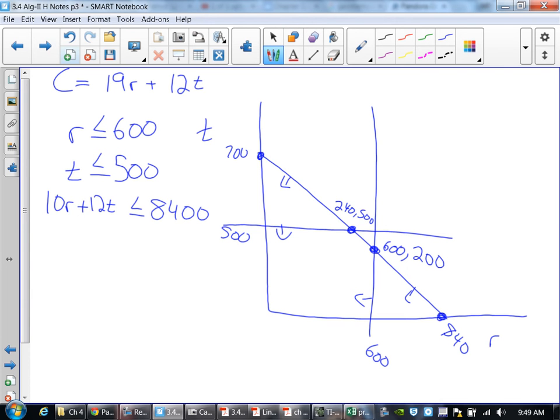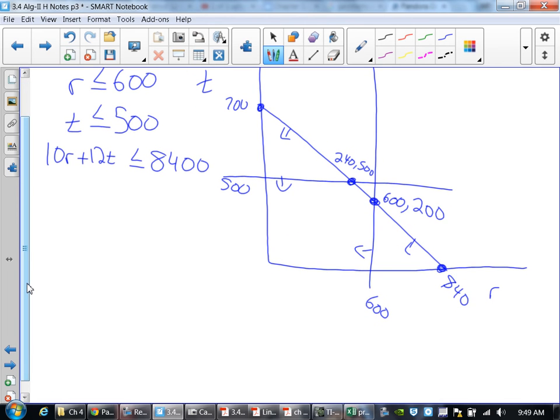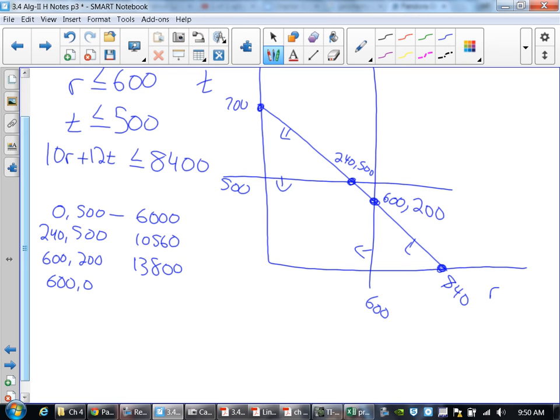Do I have all my ordered pairs I need to worry about? We have 0, 500; 240, 500; 600, 200; 600 and 0. Well, that gives me 6,000, 10,560, $13,800 and 11,400. Here's your maximum.